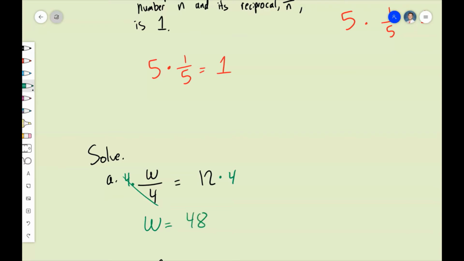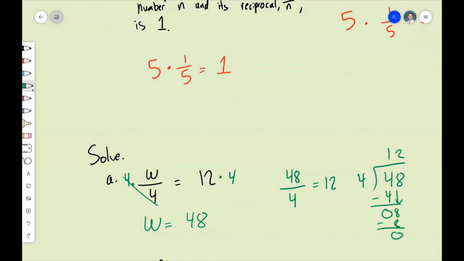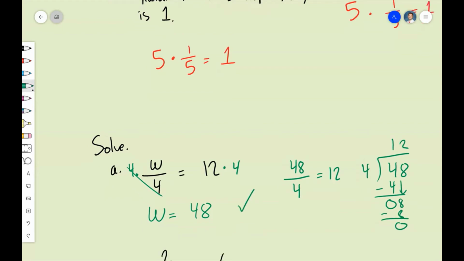As always, let's check our work. So we substitute 48 for w, and make sure that 48 divided by 4 equals 12. 4 goes into 4 one time, and 4 goes into 8 twice. So this is the correct solution here.